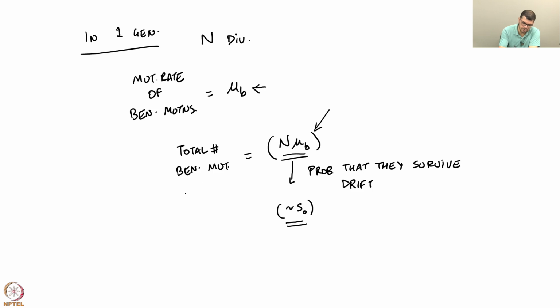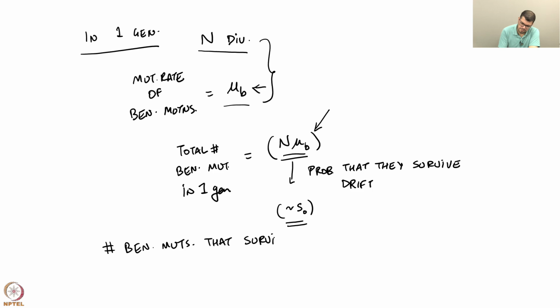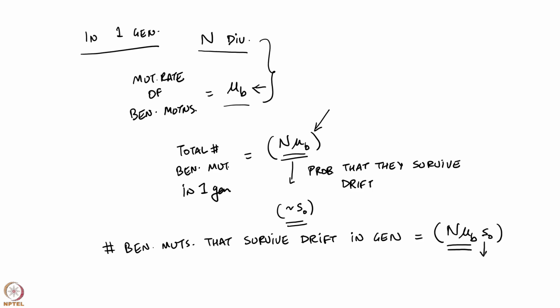Hence, n mu b is the total number of beneficial mutations in one generation, because n is the number of divisions that took place in one generation, mu b is the beneficial mutation rate, and their product is the total number of beneficial mutations that occur in one generation. So, that means that the number of beneficial mutations that survive drift in one generation is simply equal to n mu b times S naught. This is the number of beneficial mutations that occur in one generation, and this is the probability that each one of them survives drift.